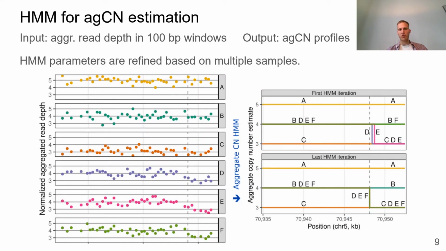So we start by calculating a hidden Markov model to estimate aggregate copy number, and we use multiple samples to refine model parameters, for example, initial or transition probabilities. And in this example, 3 samples have a deletion in the end, but only 2 of them were identified on the first iteration. After we refine model parameters, we can identify the deletion in all 3 samples.